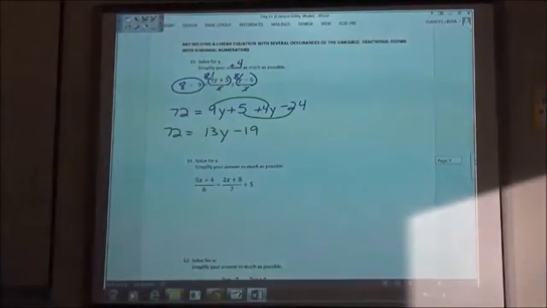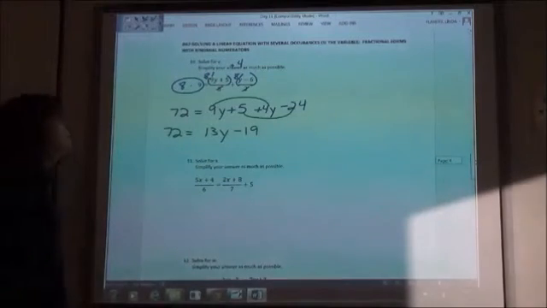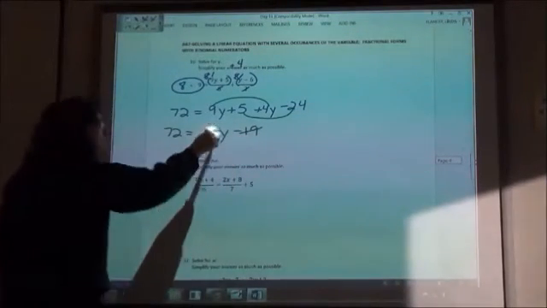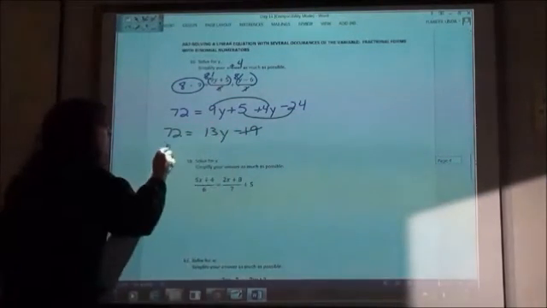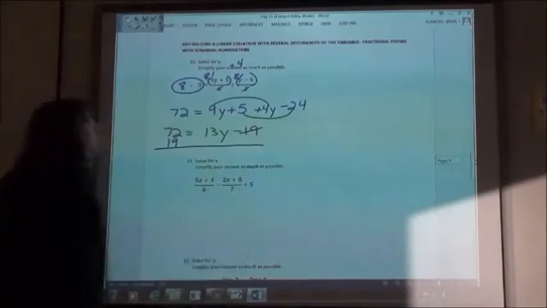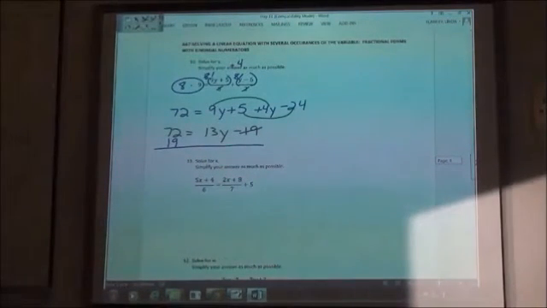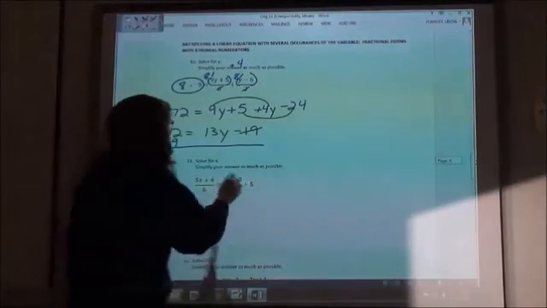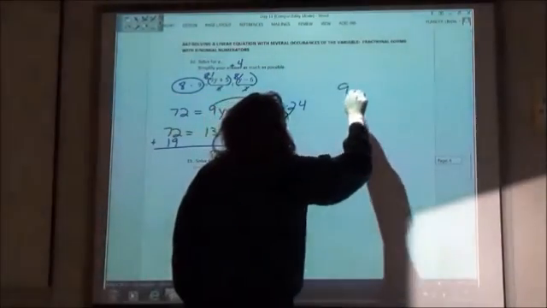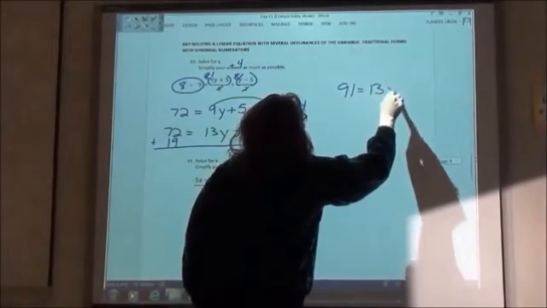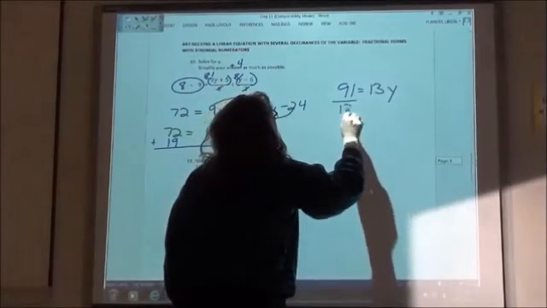Now if I want to solve that for y, the next thing I probably want to do is move the 19 to the 72? Exactly. Since there's only one y, we don't want to move the y, we just want to move our number over. So it's on the opposite side. So 72 plus 19 is 91. So 91 equals 13y, and then we're going to divide.